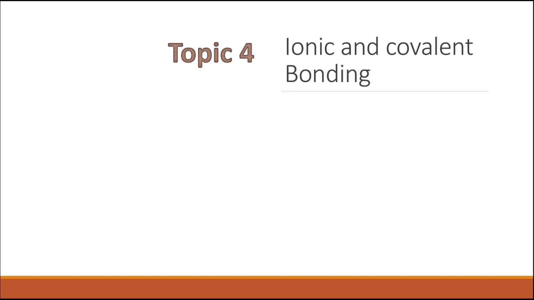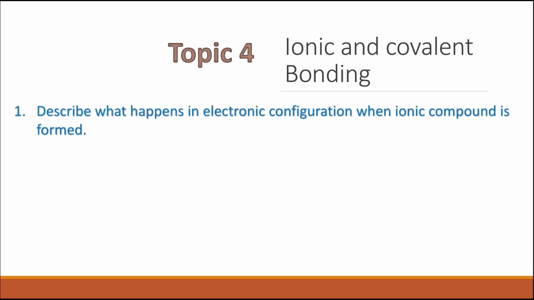So what do they like to ask about in this topic? The first one, they like to ask to describe what happens in the electronic configuration when an ionic compound is formed. So you need to refer to the loss of electrons for the metals and the gain of electrons for the non-metals, formation of the ions, and then the ratio between the metal and the non-metal in the ionic compound.